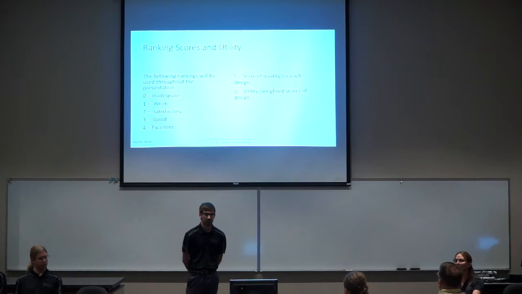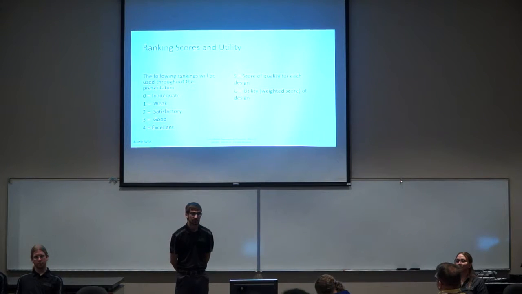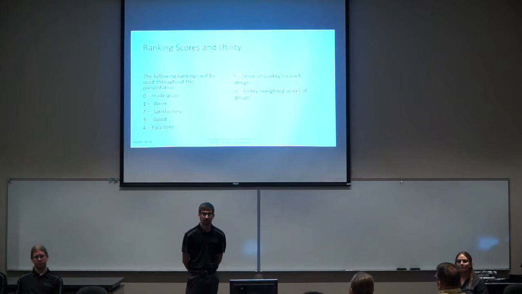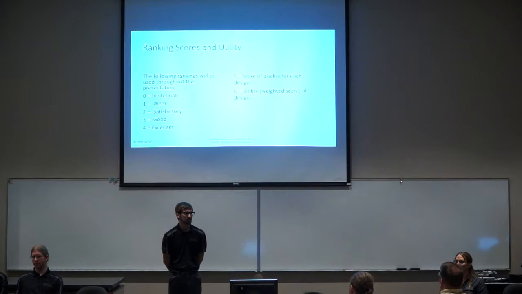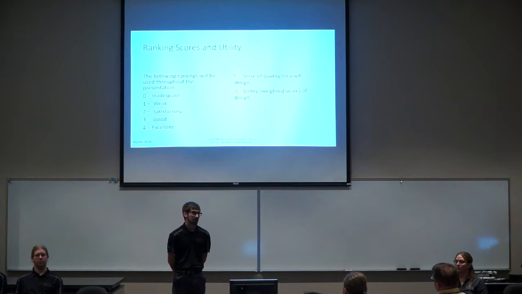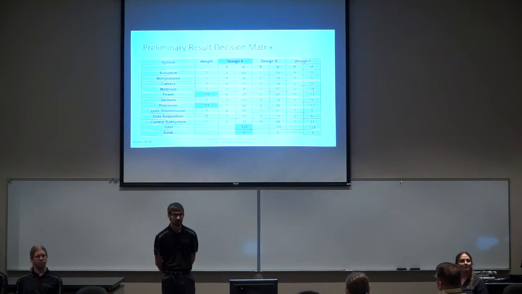A brief introduction before we move into the next slide. We ranked all of our systems on a scale of 0 to 4, with 0 being inadequate and 4 being excellent. You'll see S and U used in these tables. S stands for score and U stands for utility. Utility is a number that we obtain by multiplying our score by our ranking of 0 to 4, or the weight of the system. And this is our preliminary results decision matrix.